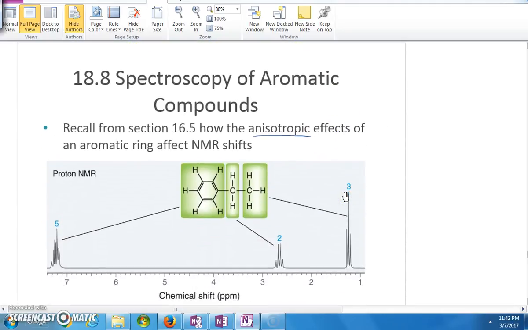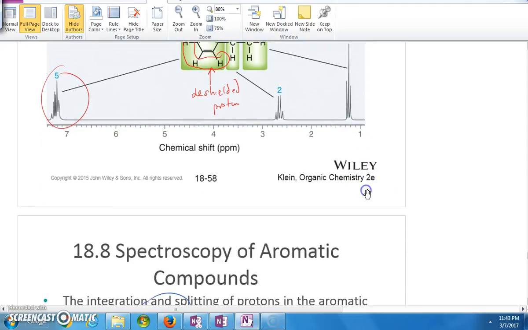With NMR, because of the anisotropic effect of an aromatic ring, we know that aromatic rings produce significant deshielding of the protons. So these protons are heavily deshielded, and as a result they show up very downfield, between 6.5 and 8 parts per million.